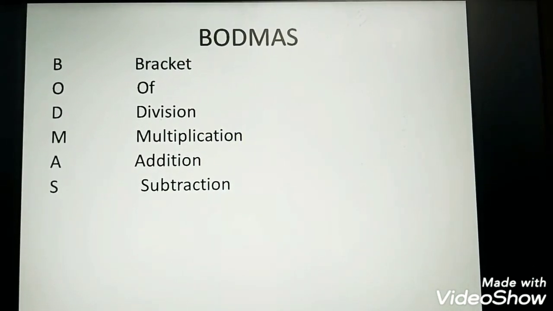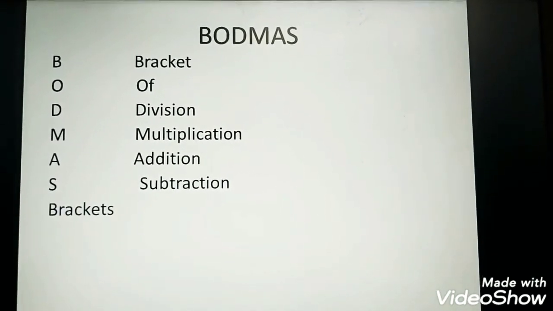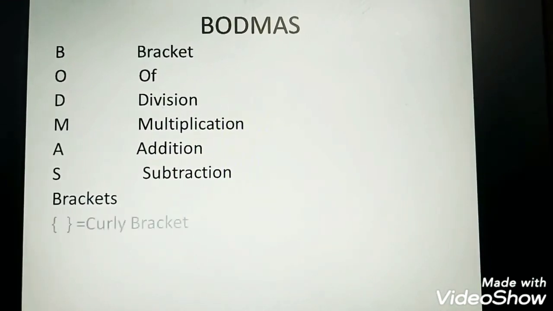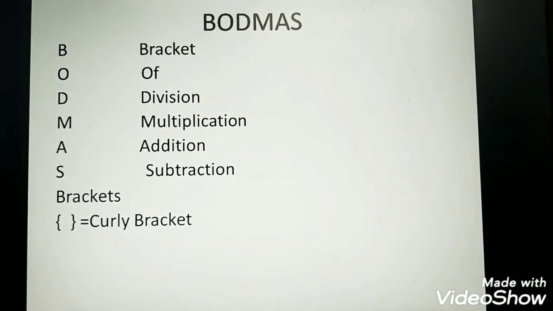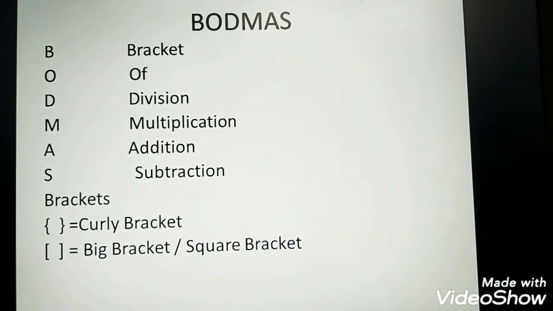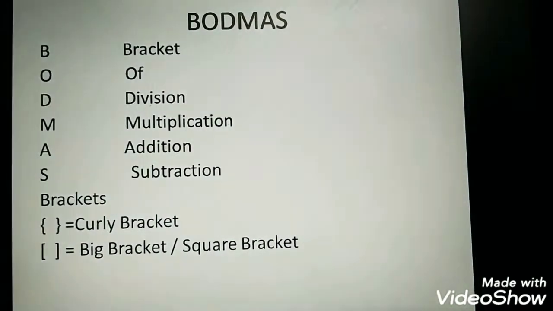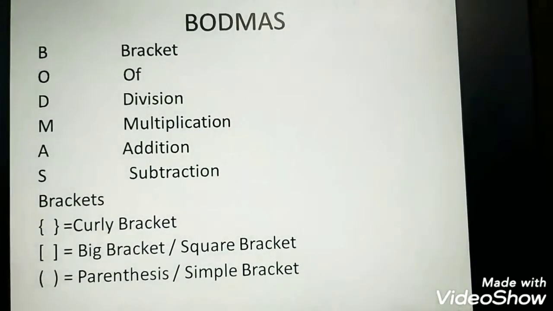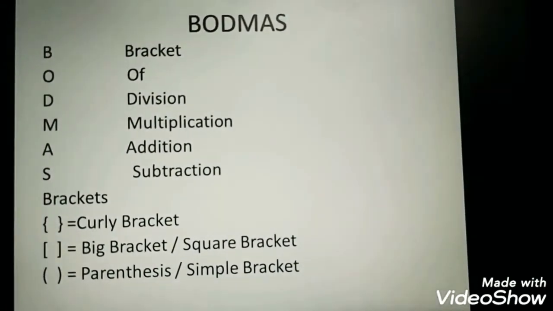Now we will discuss the types of brackets. Here we will have three types of brackets. The first one is the curly bracket, as you can see. The second one is the big bracket, or you can say a square bracket. Then the third one is parenthesis, or you can say simple bracket.